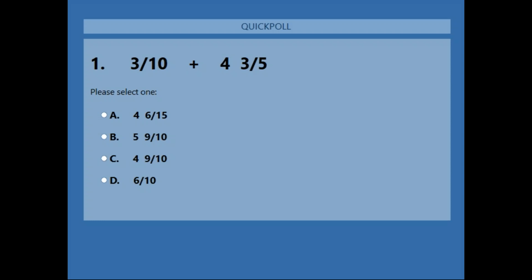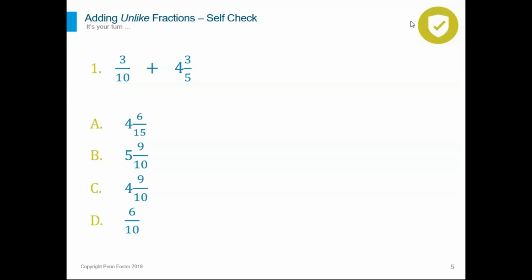Okay, let's do the question together. So again, 10 and 5, it clicks something on my mind. 10 and 5. Well, 10 is a multiple of 5. I don't have to change the first fraction. 5 can be easily changed to 10 by simply multiplying the denominator times 2 and the numerator times 2.